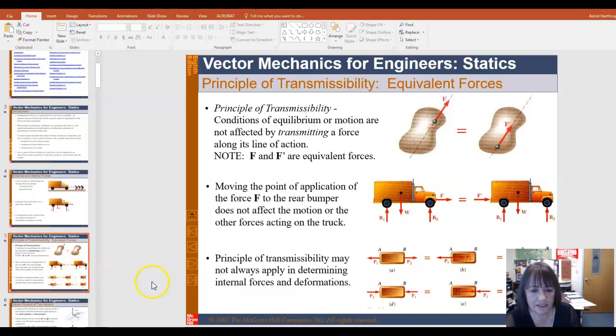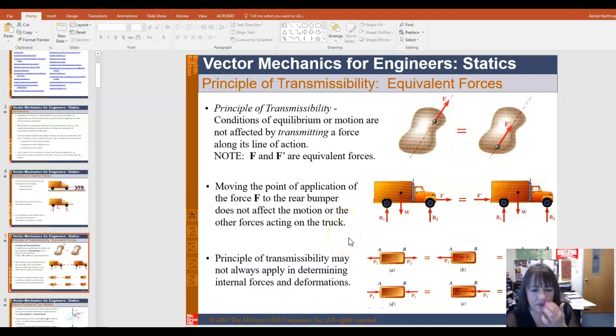The next very important idea is this principle of transmissibility, which says if you take a line segment and draw it through the line of action of a force, you can move the force anywhere along that line of action and it will produce the same result. This is referred to as transmitting a force along a line of action. So on this blob, which kind of looks like a potato, the force F and the force F prime would have the same effect, and that is why they are considered to be equivalent forces.